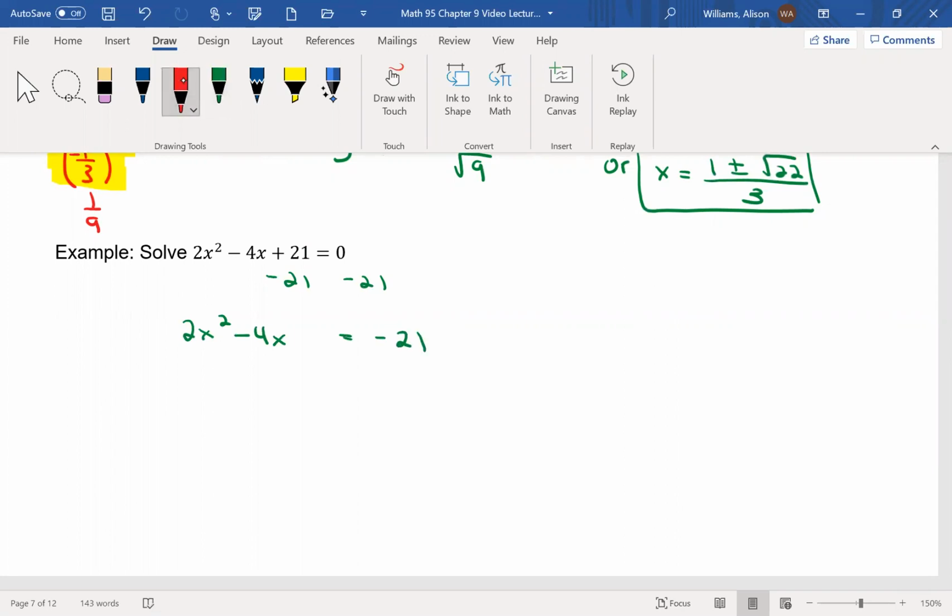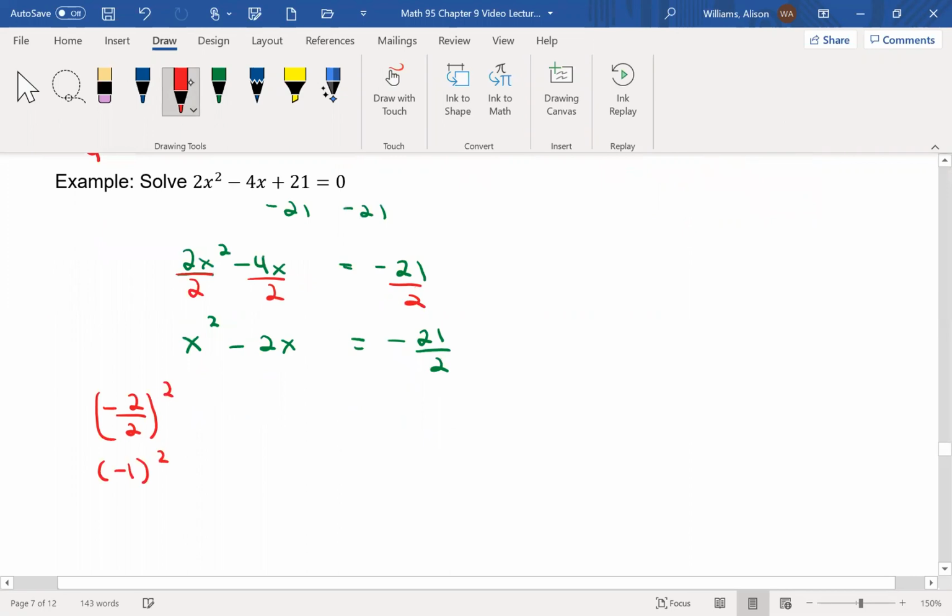A is not 1, so I'm going to divide everything by 2. And that'll leave me with x squared minus 2x equals, okay, so that's a fraction, but at least the fraction's on the right side. Not as gross that way. Okay, so I'm going to take half of negative 2 and square it. So half of negative 2 is negative 1. Negative 1 squared is 1. So I'm going to add 1 to both sides.